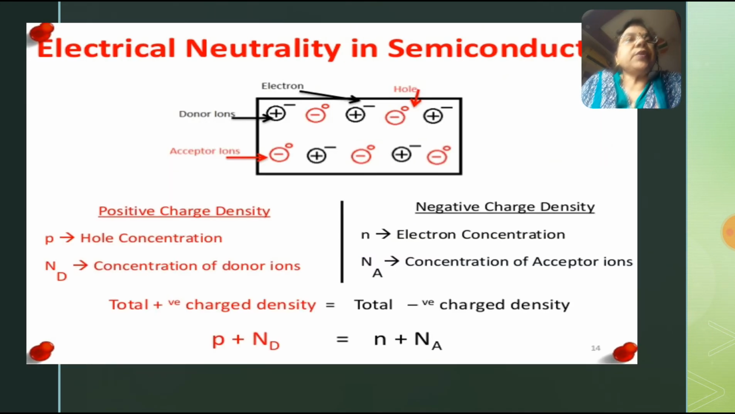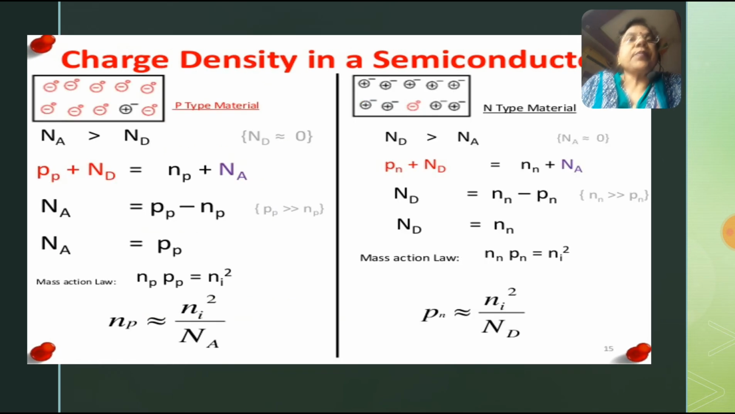Now, electrical neutrality in semiconductors. Positive charge density and negative charge density: p is the hole concentration, Nd is the concentration of donor ions. So what happens here? p plus Nd is equal to n plus Na. Now, charge density in semiconductor. In P-type material, np is equal to ni square upon Na, and in N-type material, pn is equal to ni square upon Nd.